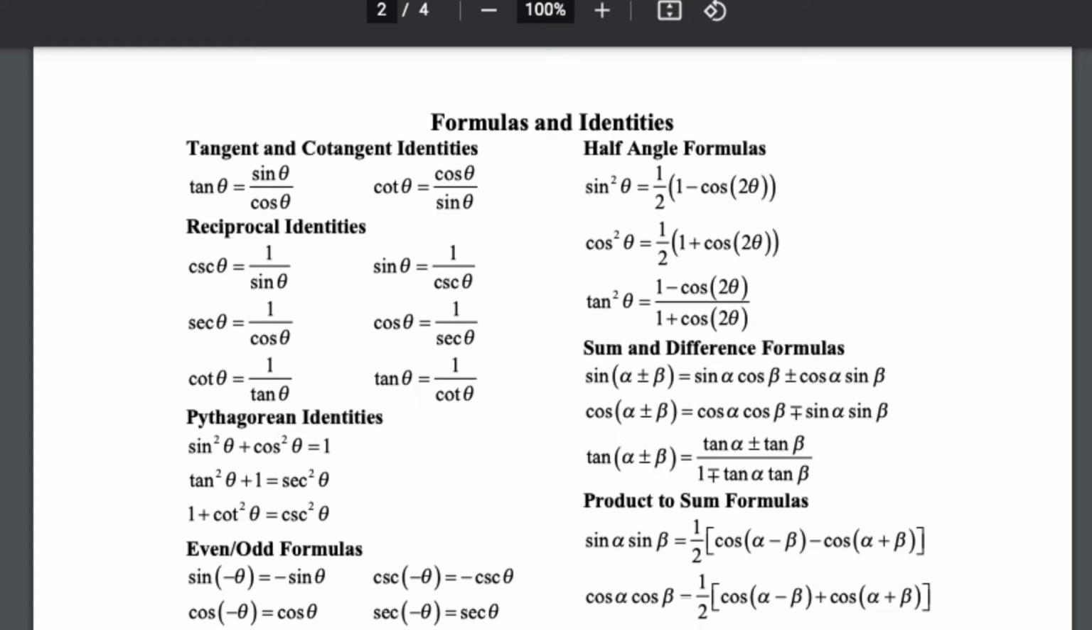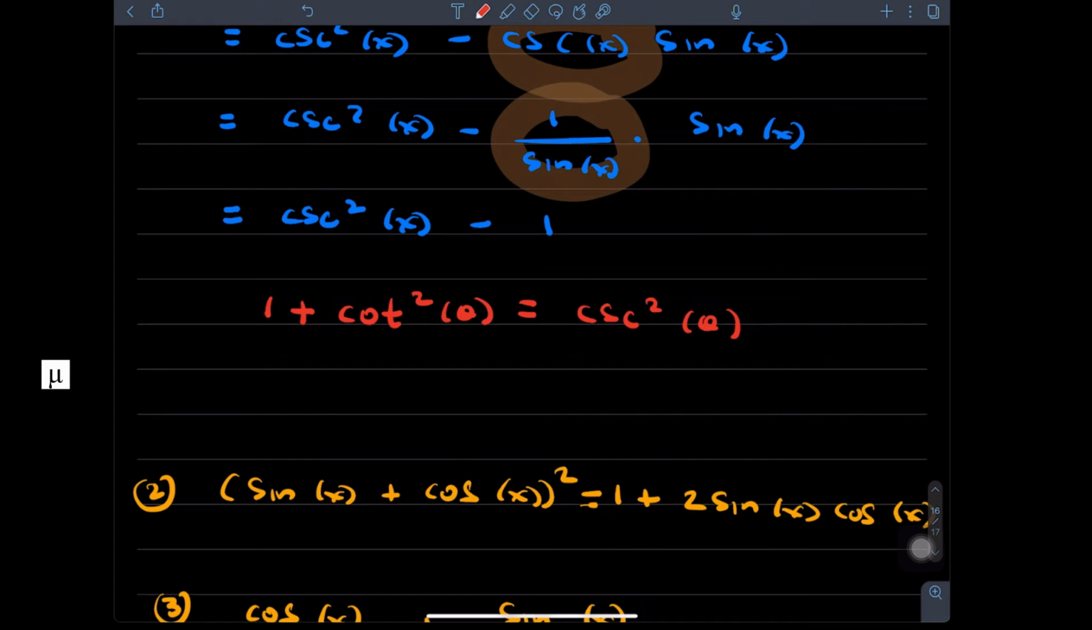I'm going to put this down in red. We have 1 plus cotangent squared theta equals cosecant squared theta. Okay, so this is my Pythagorean identity. This is what I'm saying to you. This is why you care about those identities and you want to memorize that.